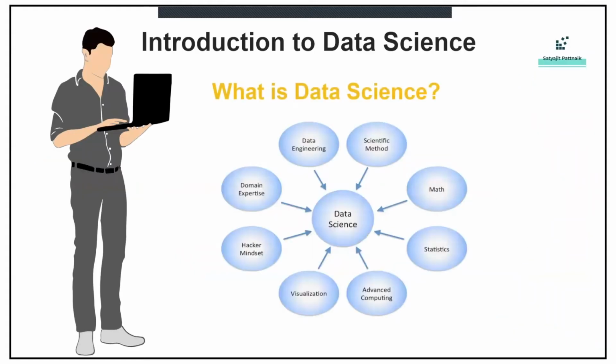Before that, let's try to understand what exactly is data science, and slowly we will try to understand how SQL is going to play a vital role in data science. Now, this is how data science looks like. And as a data scientist, you should have all these qualities like data engineering, scientific methods, mathematics as a prerequisite, statistics, advanced computing, visualization, hacker mindset, domain expertise, etc. So all these characteristics form a data scientist. So this is all about data science.